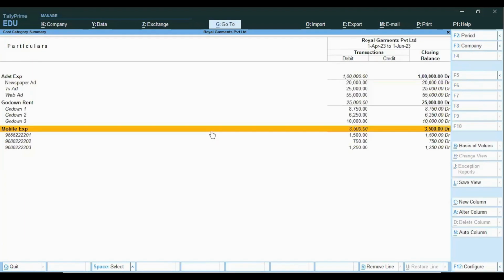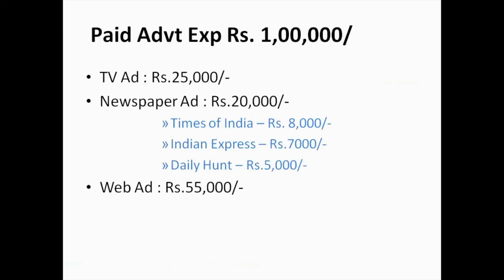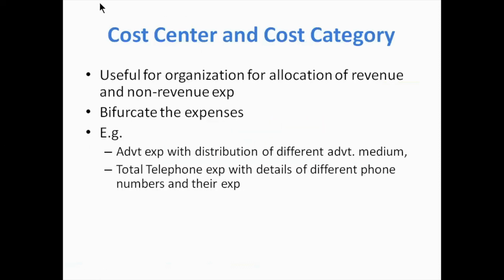So this is how cost centers and cost categories are used, and they are of immense importance. They are useful for organization and allocation of revenue and non-revenue expenses, where we can give the proper bifurcation of the same nature of expenses.